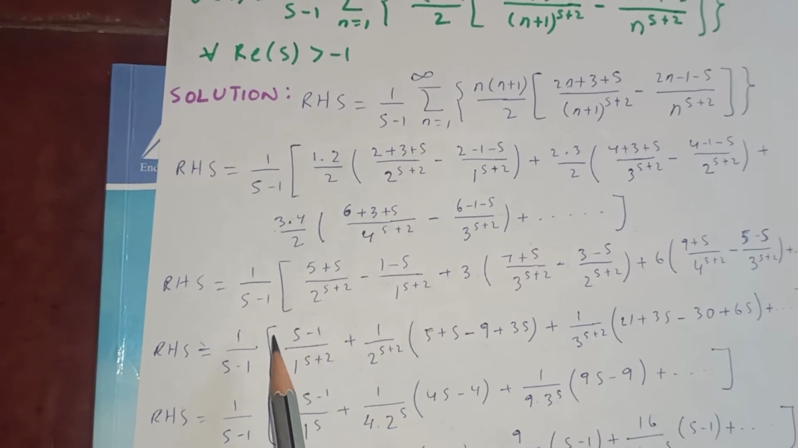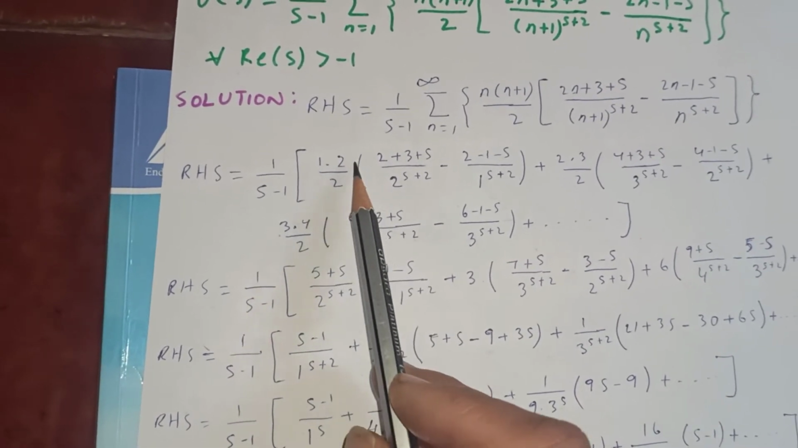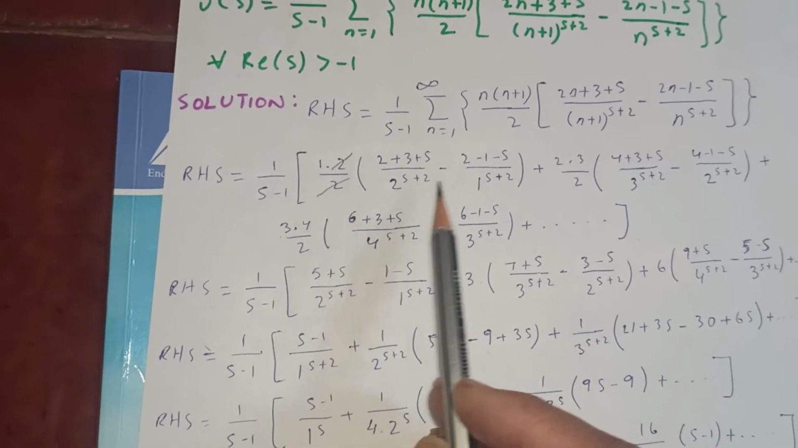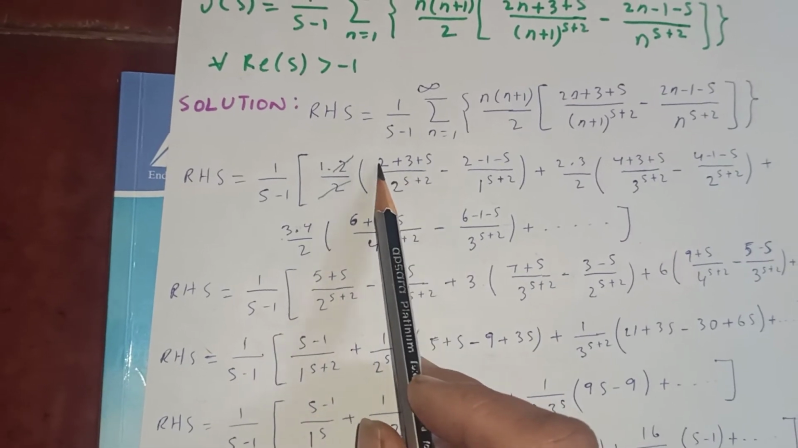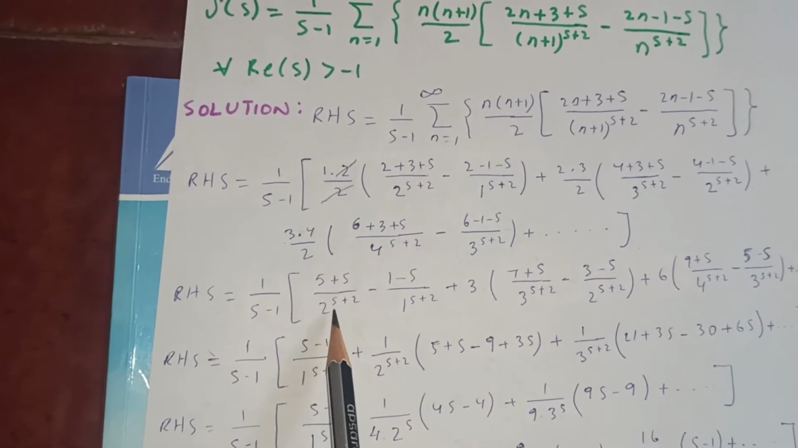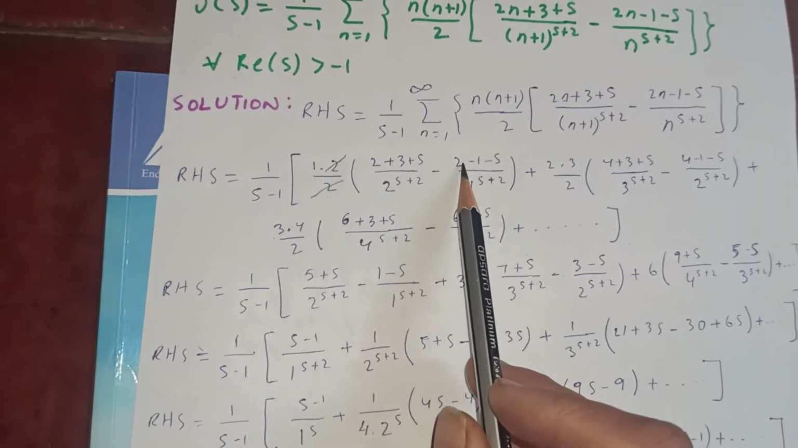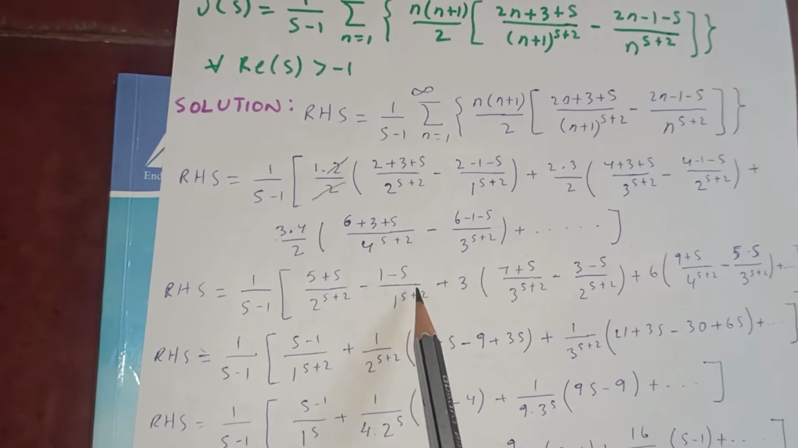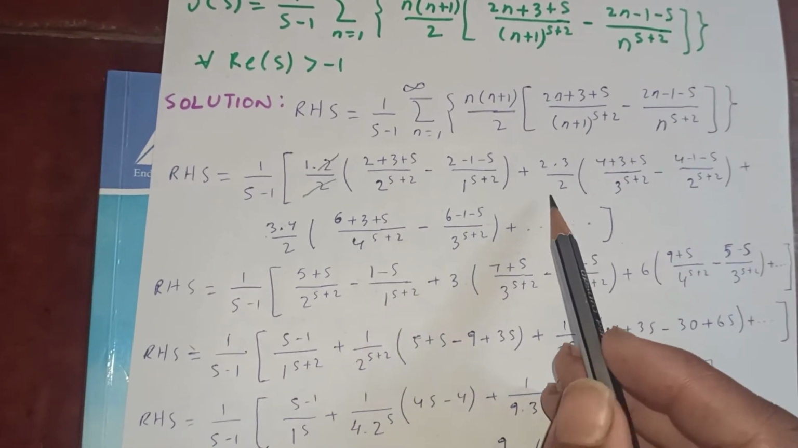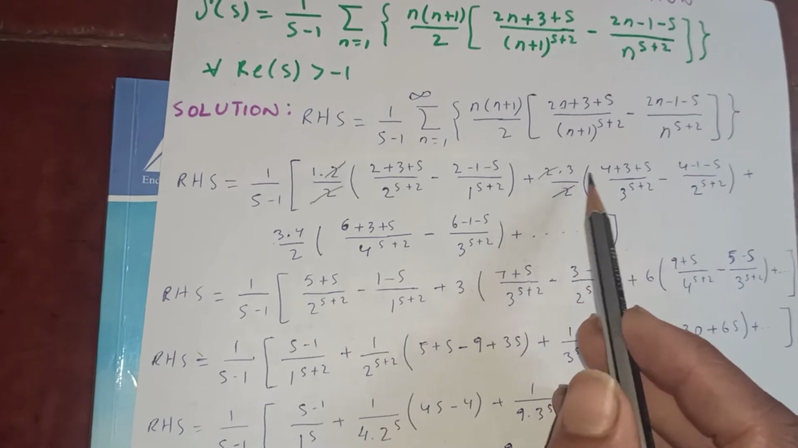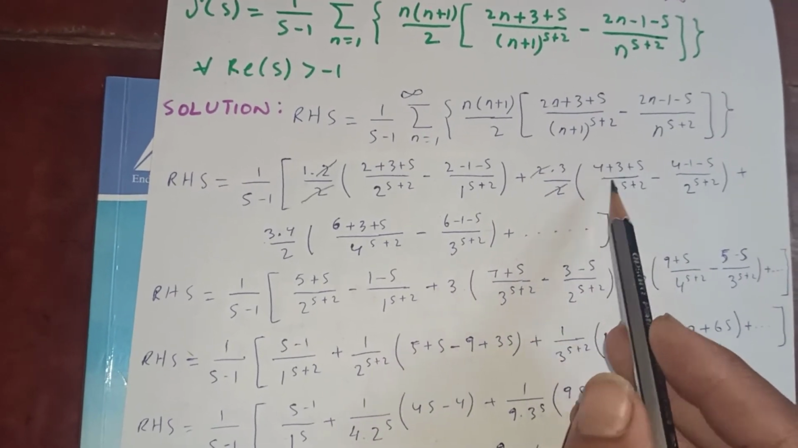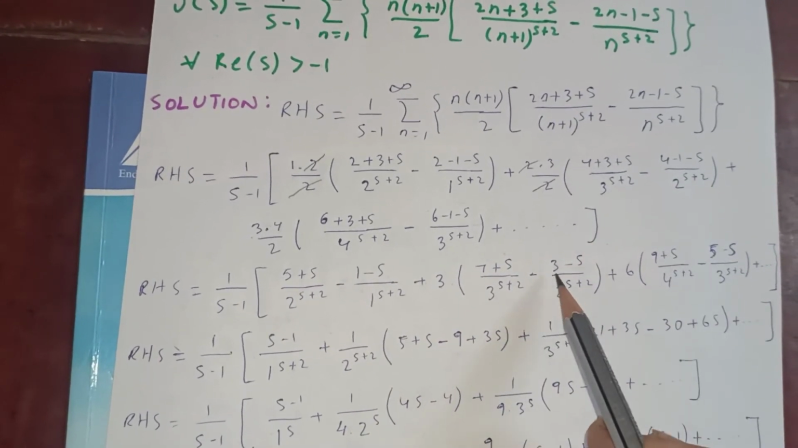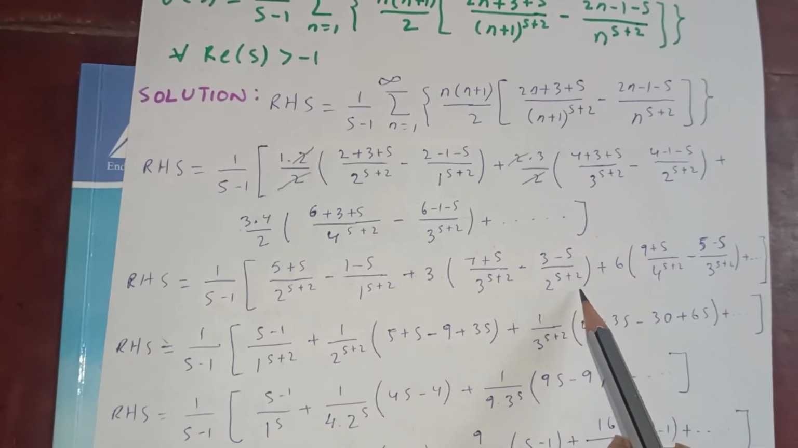Now, we have 1 over s minus 1. Here the 2 gets cancelled out and only 1 is left, so 1 times 2 plus 3 is 5, 5 plus s upon 2 to the s plus 2, minus 2 minus 1 is 1, 1 minus s upon 1 to the s plus 2, plus. Here the 2 gets cancelled out, 3 times 4 plus 3 is 7, 7 plus s upon 3 to the s plus 2, minus 4 minus 1 is 3, 3 minus s upon 2 to the s plus 2.